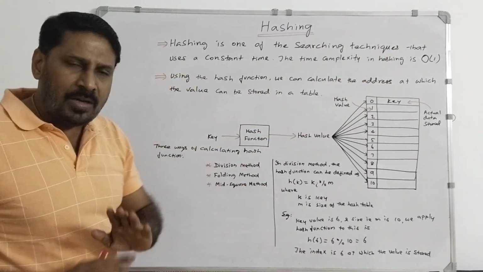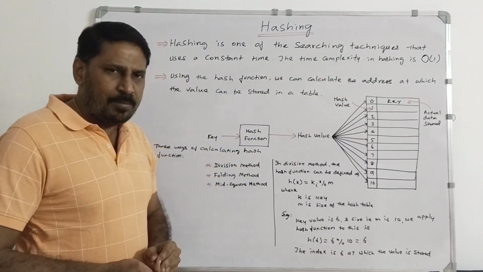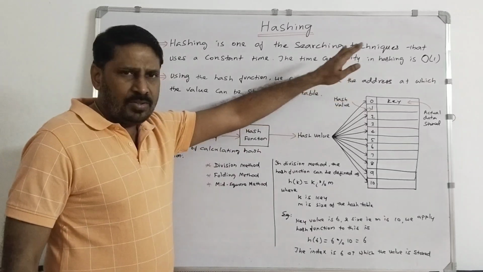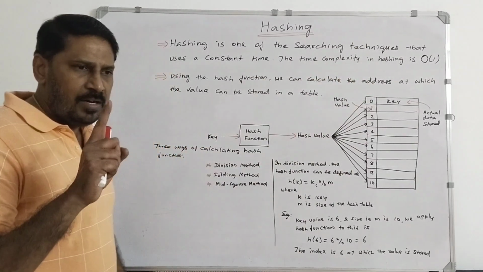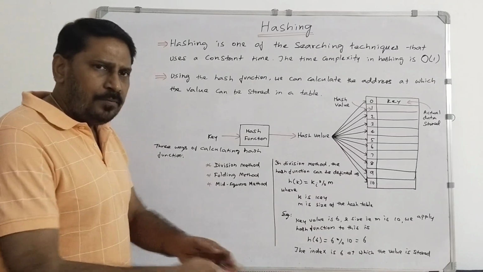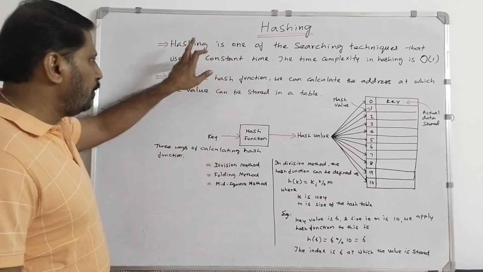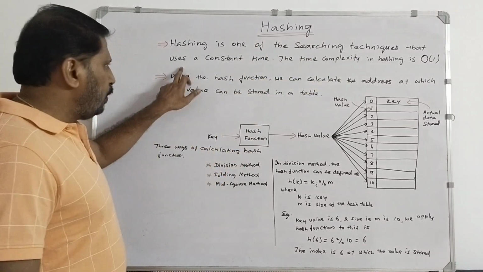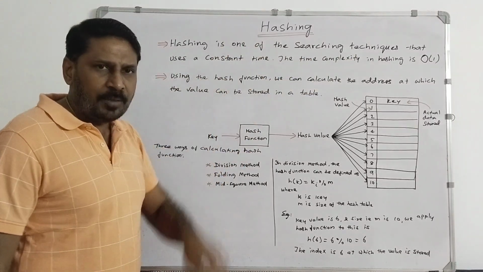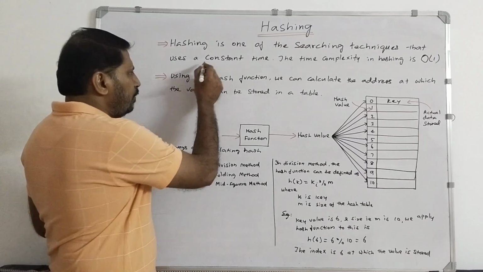Whatever data I am taking from the hash table, the time complexity is big O of 1. It is nothing but order of 1. It means that it needs only constant time to find the appropriate information. That's why hashing is one of the searching techniques that uses constant time. Constant time is very important.